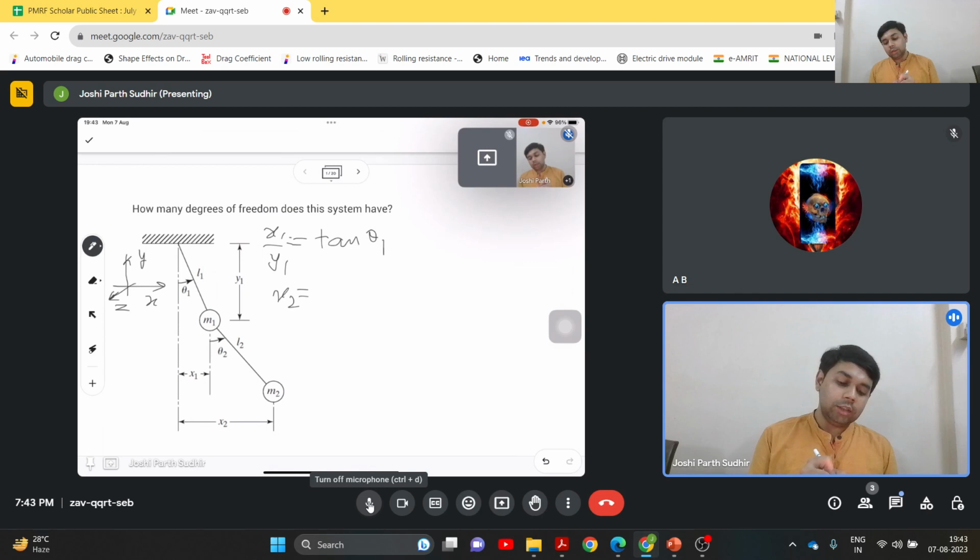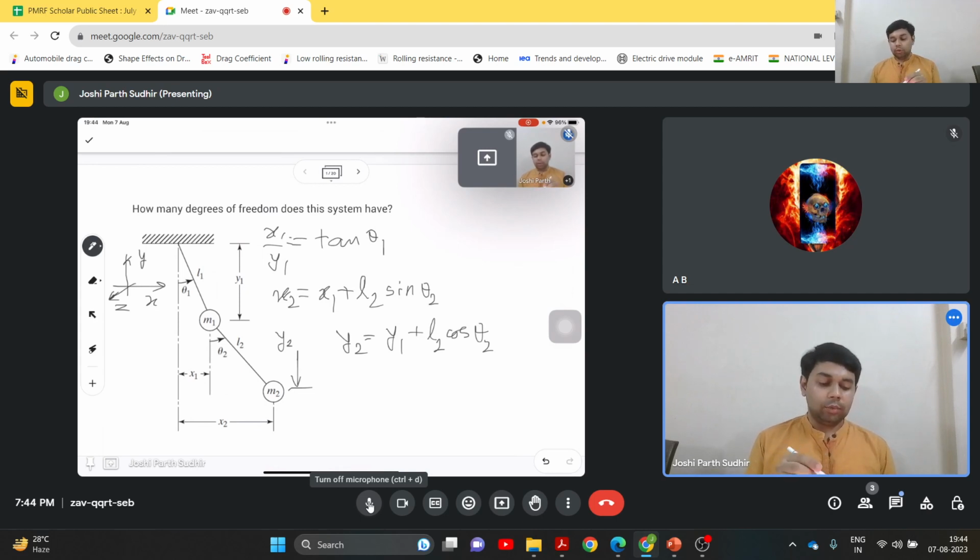So x2 is equal to x1 plus L2 sine theta 2, right? So now we know x2 and L2 is also known. So we can also find out the value of y2, which is the coordinate of this point m2. So y2 can also be written in terms of y1. It is y1 plus L2 cos theta 2.